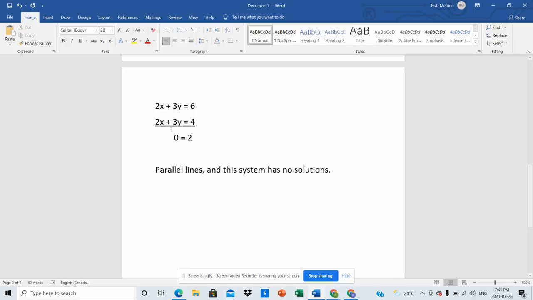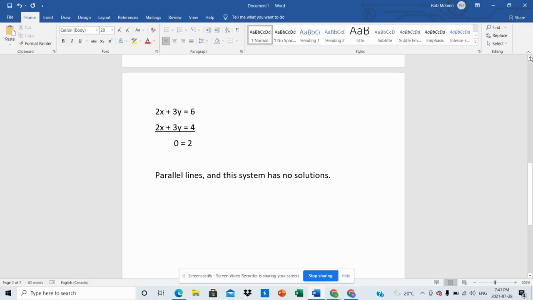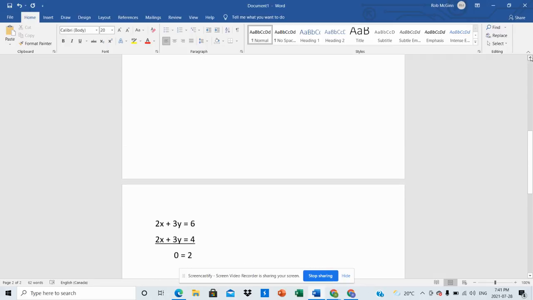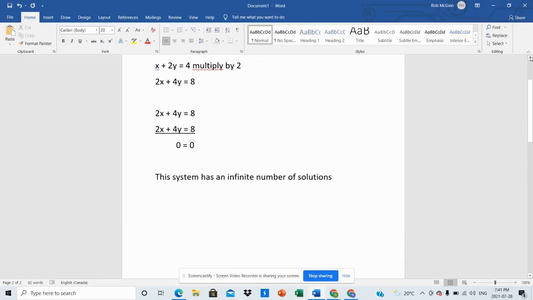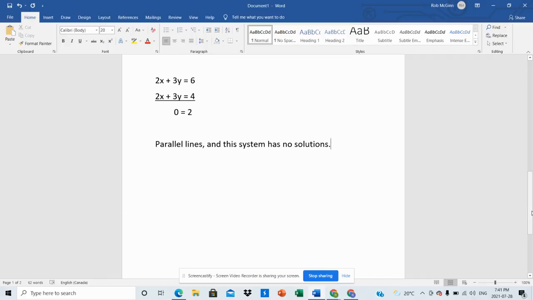Just once again, this one we get something that can't be true, like 0 equals 2. That tells us it's parallel lines with no solutions. Where the one above, we actually got a true statement, 0 equals 0. And that tells us that this system has an infinite number of solutions. So hopefully you're able to follow along with that.